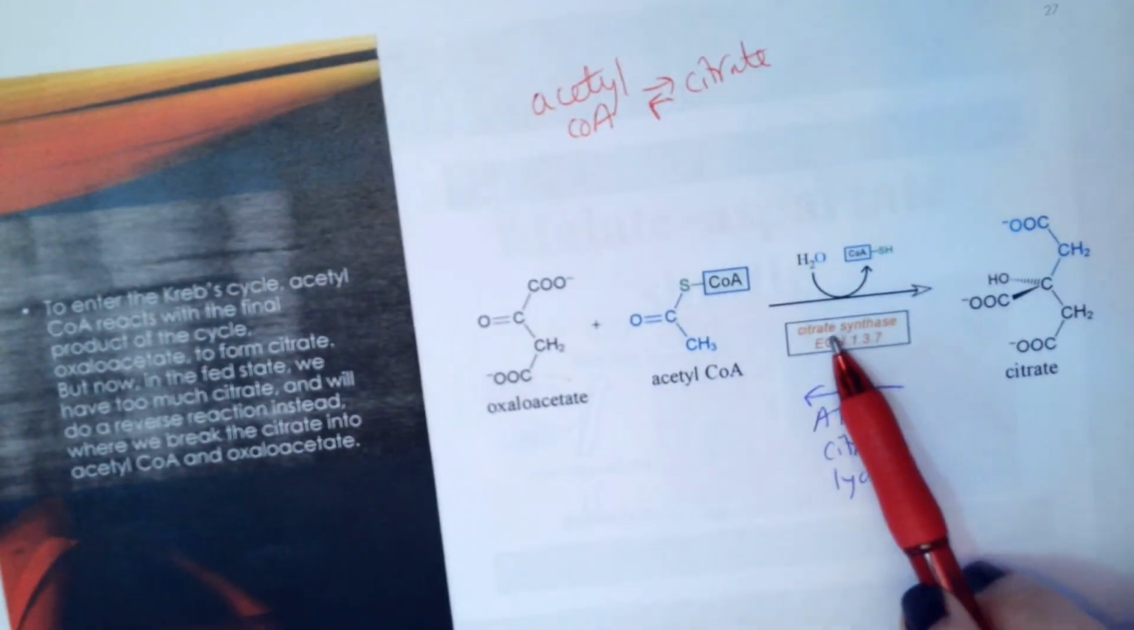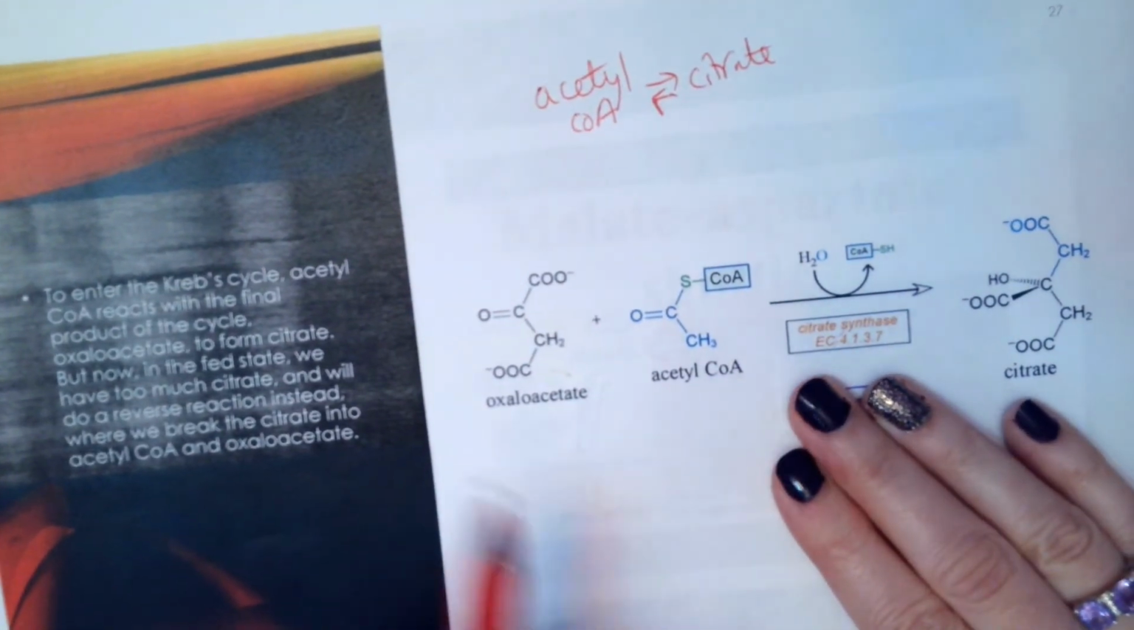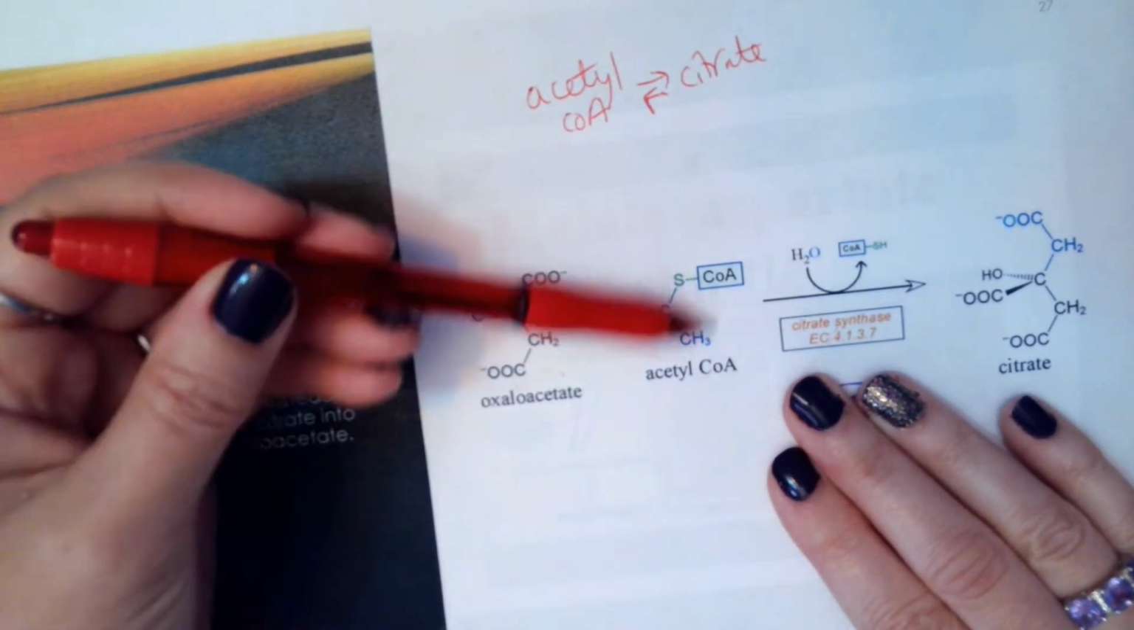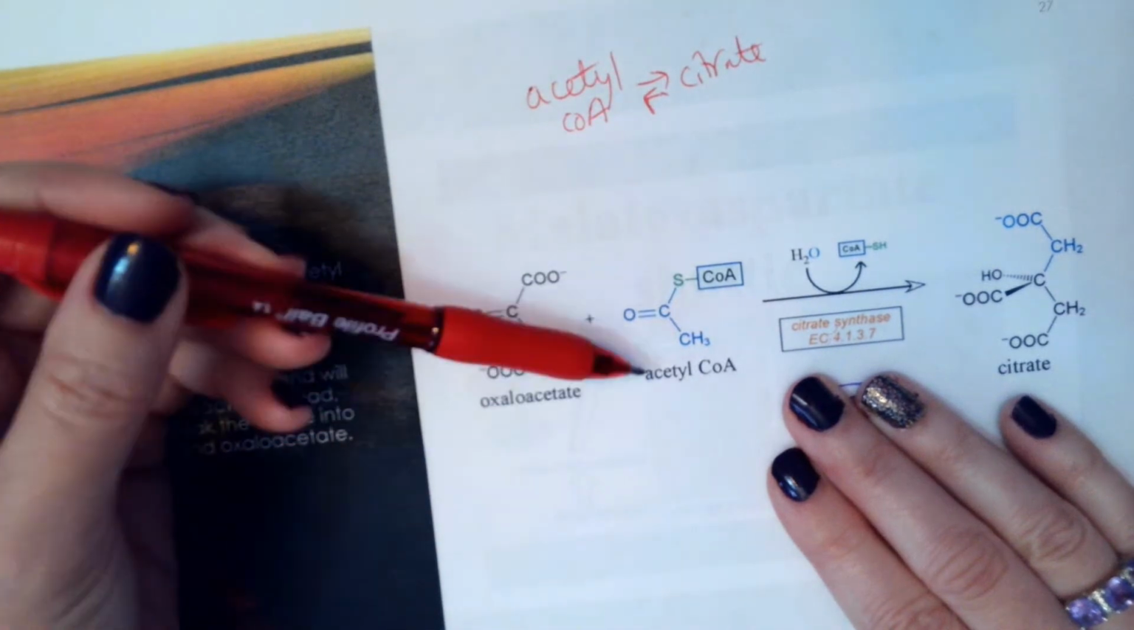The slide itself, or the diagram itself, shows, let's just hide that for a second. This is going to show the forward direction. So here's acetyl-CoA that came from glycolysis, or from wherever the acetyl-CoA came from, I should say.